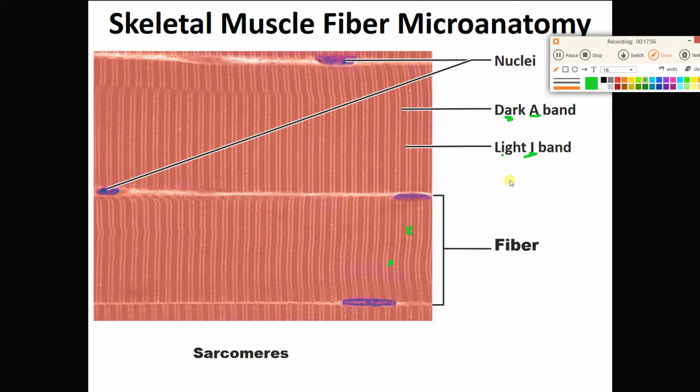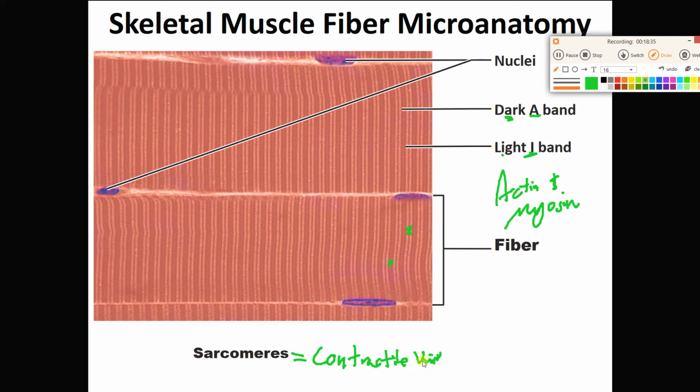Now, the I band and A band, there are going to be two proteins that are contributing to them. What do you think they are? If you said actin and myosin, you are correct. Those are the two contractile proteins that we've introduced ourselves already. And in these A bands and I bands, we are going to have the contractile unit of a muscle cell. The contractile unit of a muscle cell is called a sarcomere.